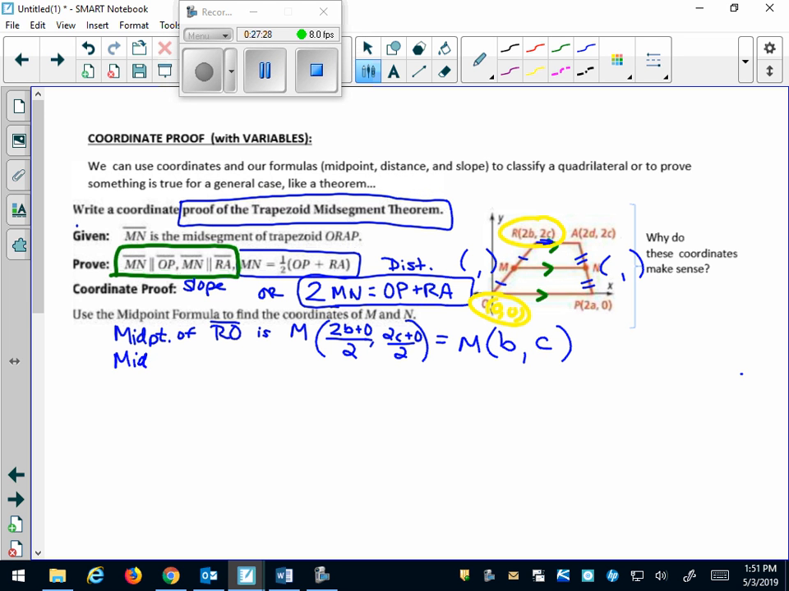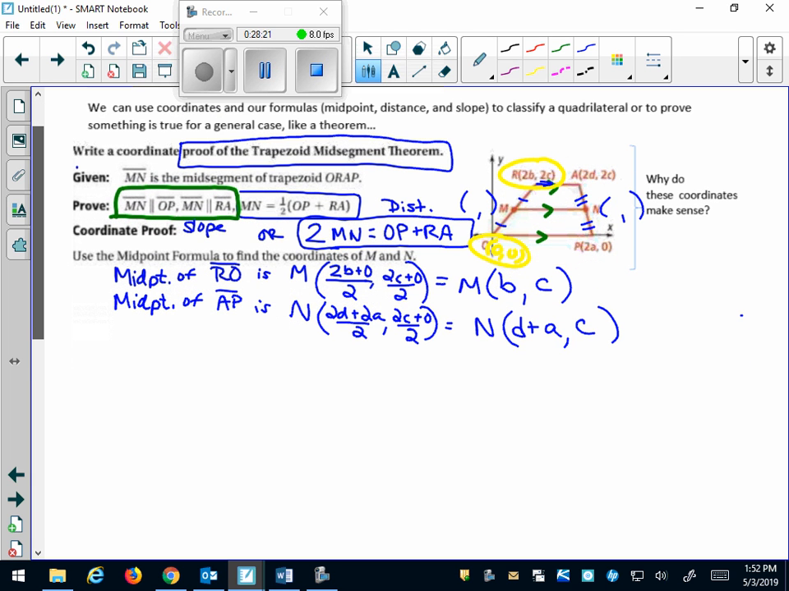All right, now we need the midpoint of the other leg, which is AP. And that's point N. And we're going to do 2d plus 2a over 2 and 2c plus 0 over 2. And we get the coordinates of N. Well, what's 2d plus 2a all divided by 2? d plus a. And what's 2c plus 0 over 2? All right, so we have to start with those coordinates because we're going to need them for using in our slope formula and our distance formula.